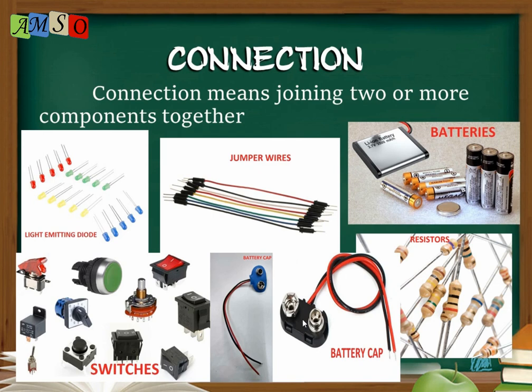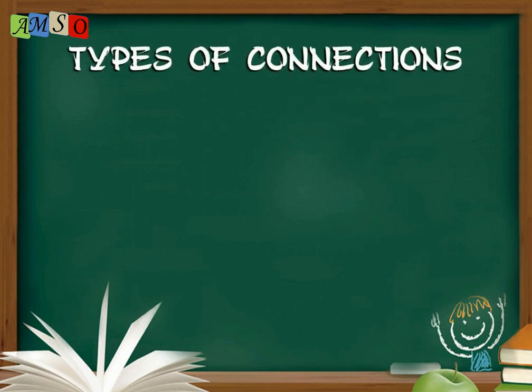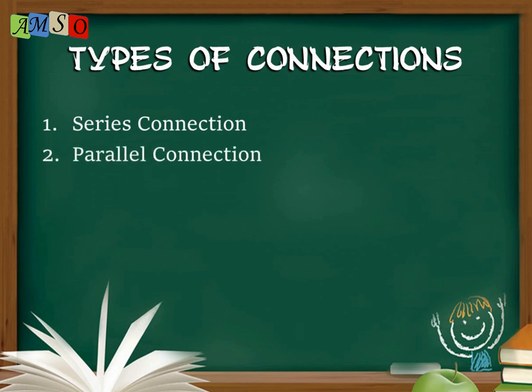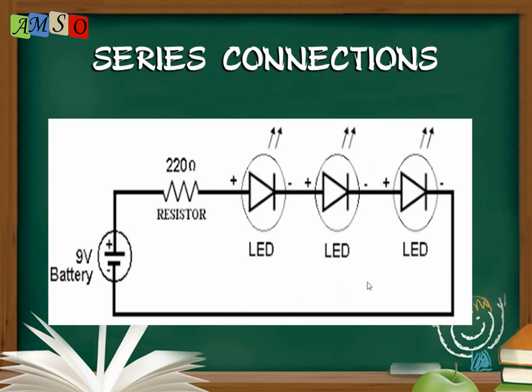So today we are now going to list the types of connections. The first one is the series type of connection, while the second one is the parallel type of connection. So in the series type of connection, we have a group of LEDs that are connected to the resistor down to the battery.